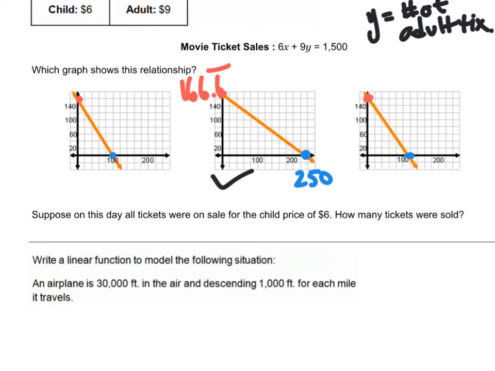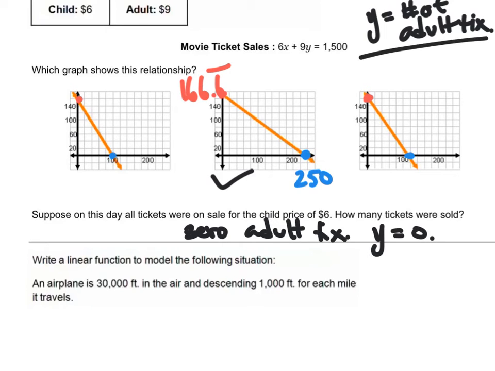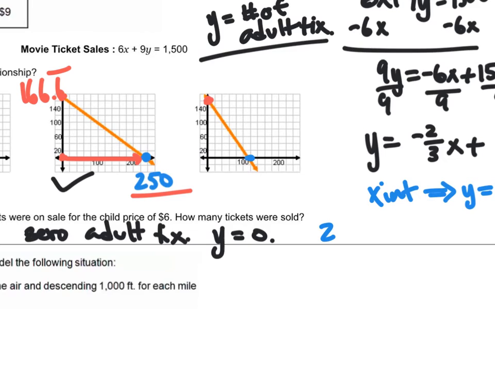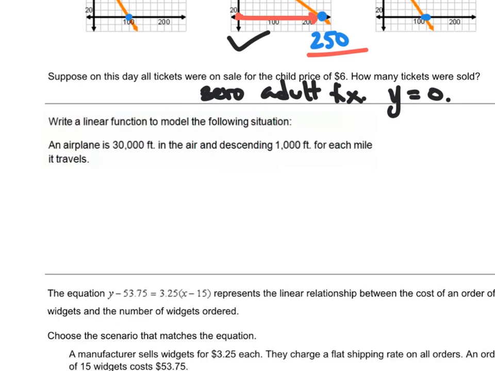So if 0 adult tickets were sold, that means that y was equal to 0, because that was the number of adult tickets. So the answer to that question, if you had 0 adult tickets sold, what is the x value on that graph? And the value is 250. So how many tickets were sold? And we can say 250 tickets. Okay? All right. Let's take a look at the next problem.